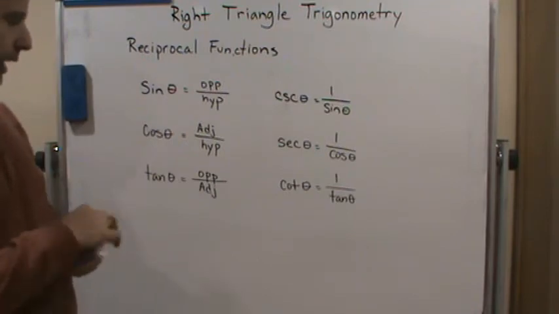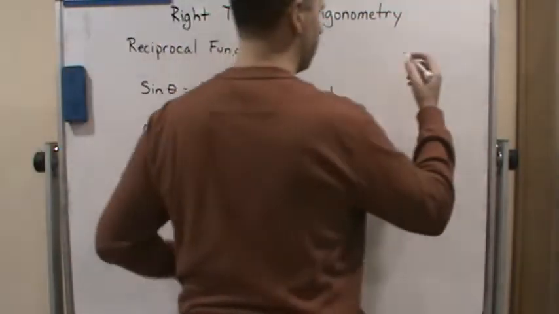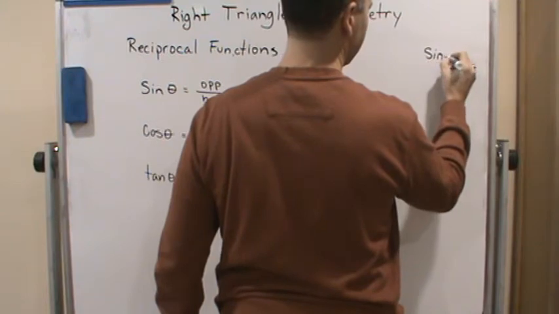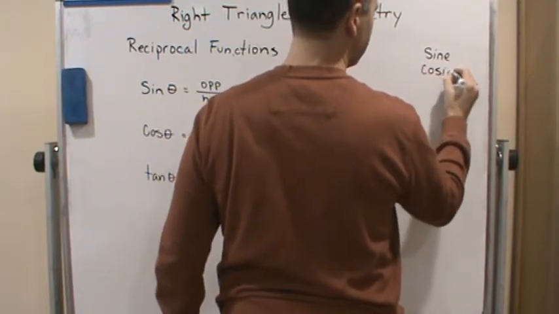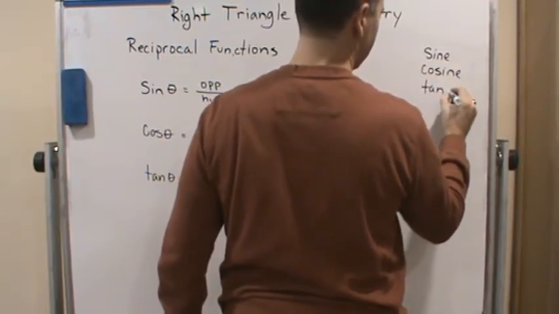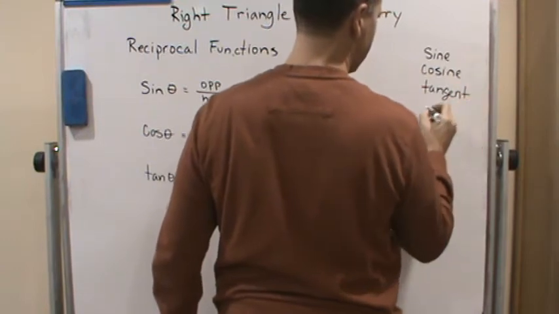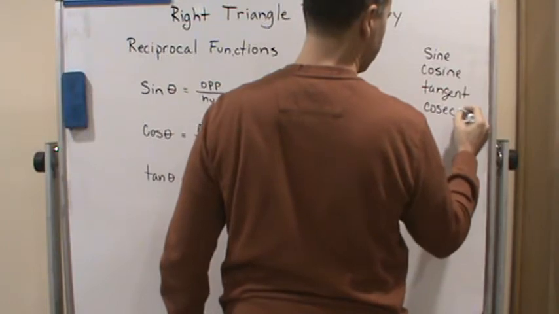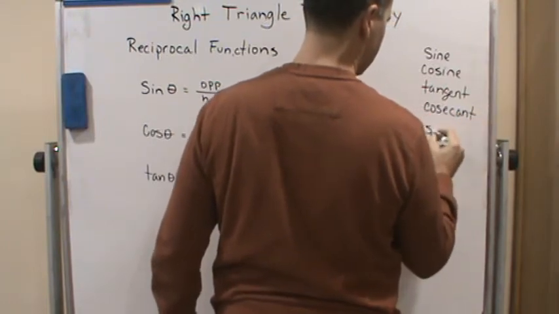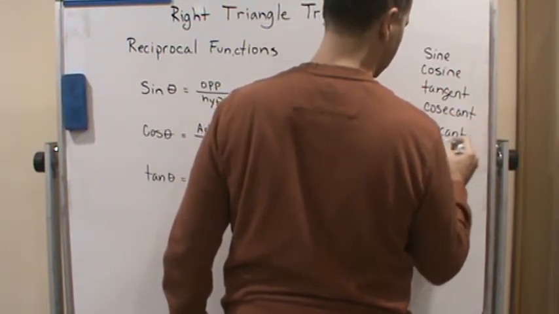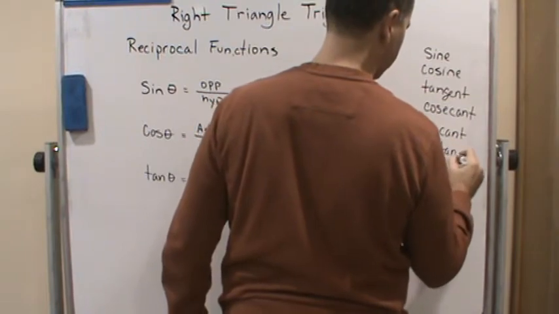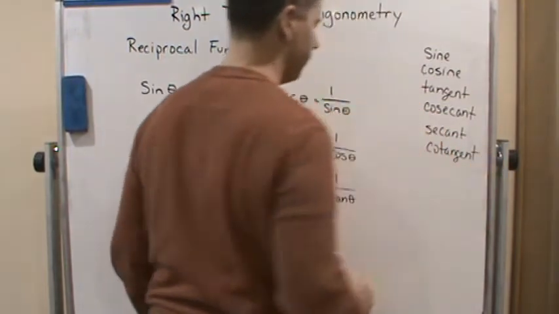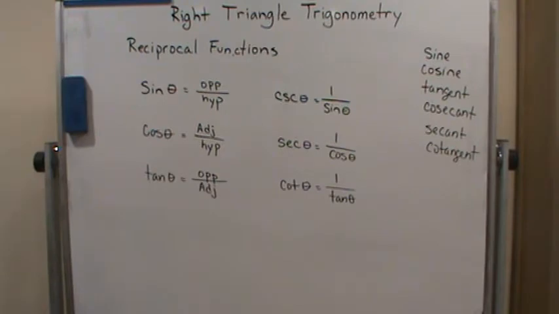Okay, so again, spelling of these, I'll just put them out here. So sine, cosine, tangent, cosecant, secant, and cotangent. Okay, so this is the way we abbreviate them.